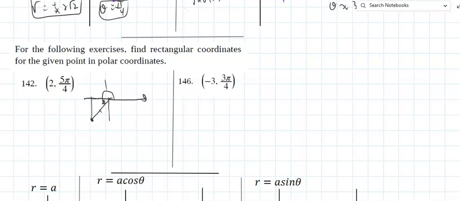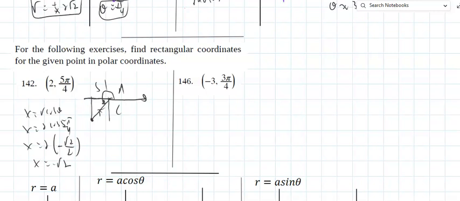So what's x and what's y? Well, we know that x equals r cosine of theta. So x is 2 cosine of 5 pi over 4. X is 2 times radical 2 over 2. In this quadrant, that's negative, so x equals negative radical 2. And y equals r sine of theta. Well, that turns out to be 2 times the sine of 5 pi over 4. That turns out to be 2 times negative radical 2 over 2, which is also negative radical 2.